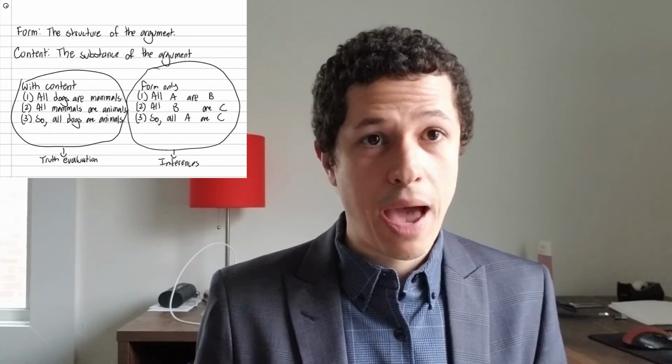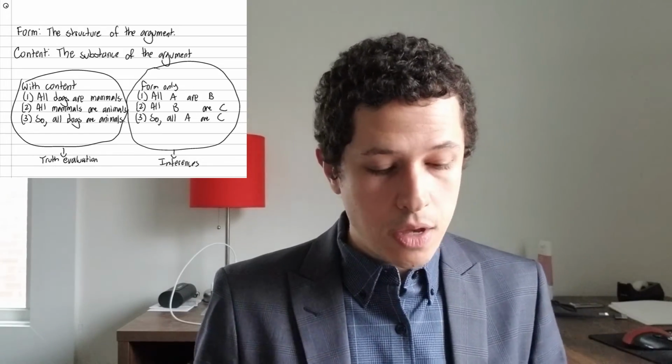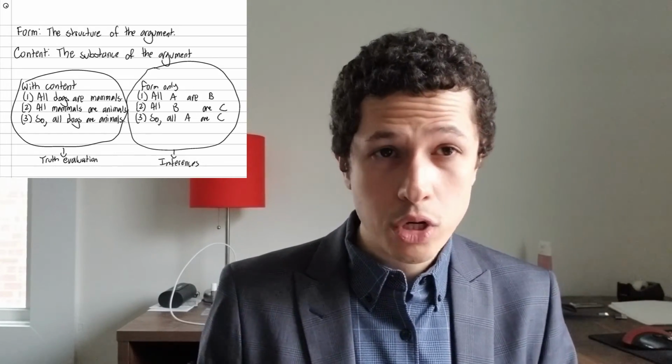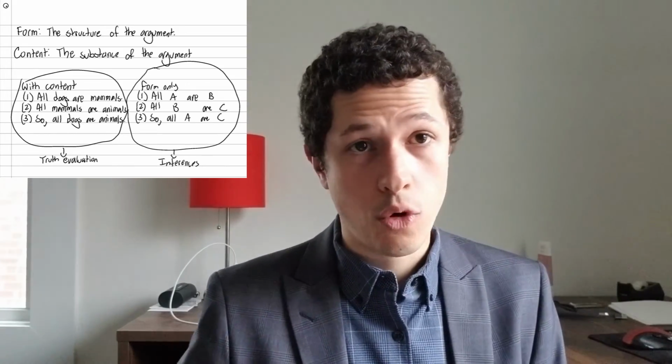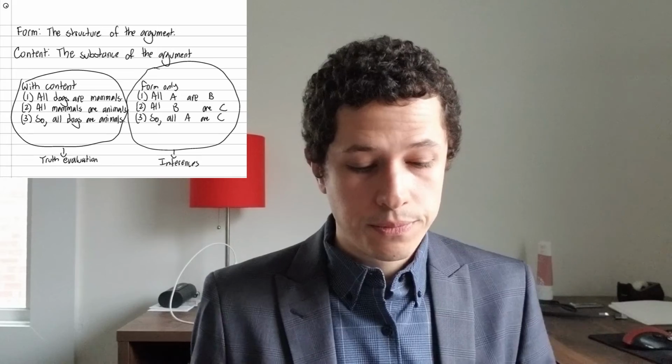Both of these things will matter when it comes to evaluating arguments. So the form lets you see the inferential structure, and the content lets you see whether the premises of the argument are true or false. So you're going to need both of them.